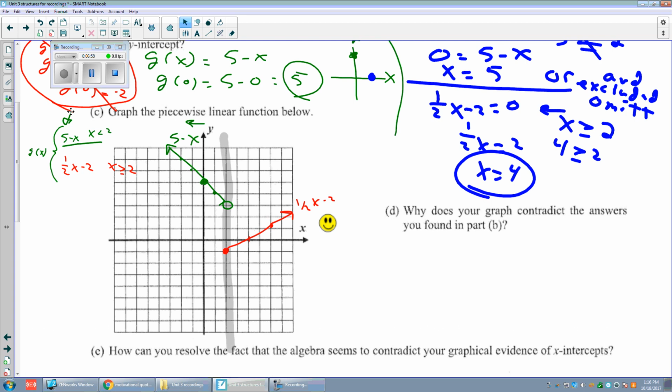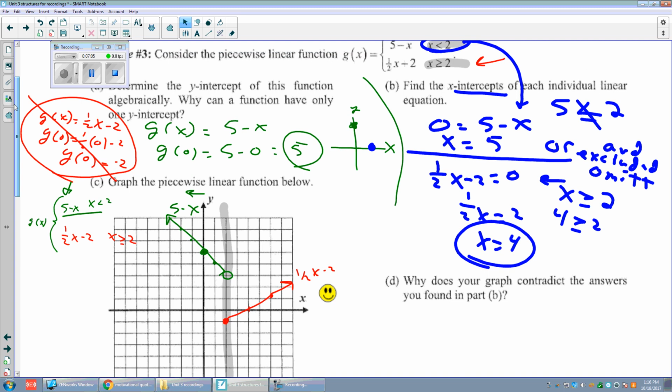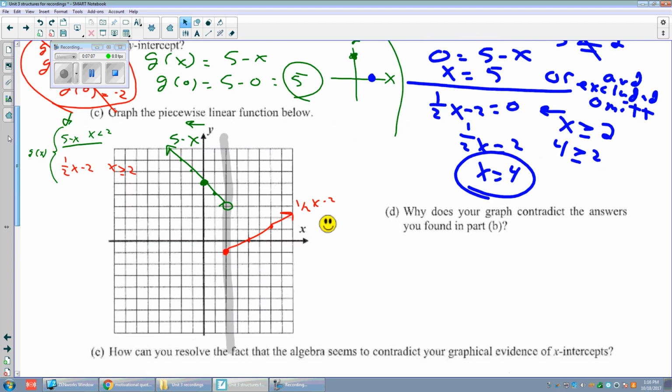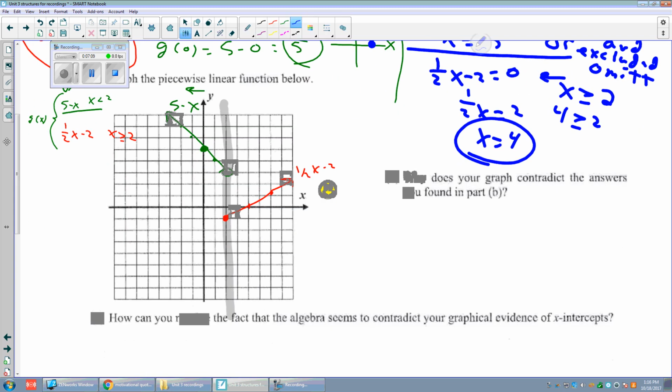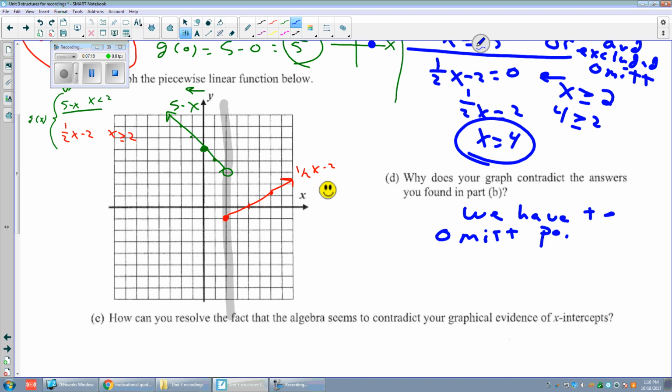Why does your graph contradict the answers you found in part B? It doesn't because I was thinking ahead. B, find the x-intercepts of each. Okay, so we had to omit points outside the domain.